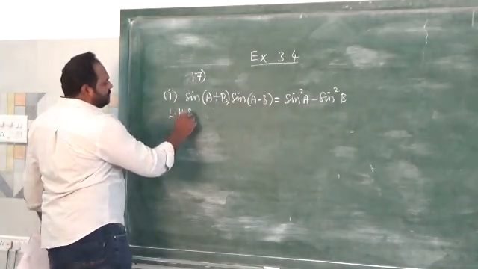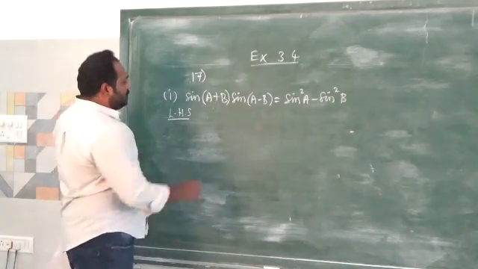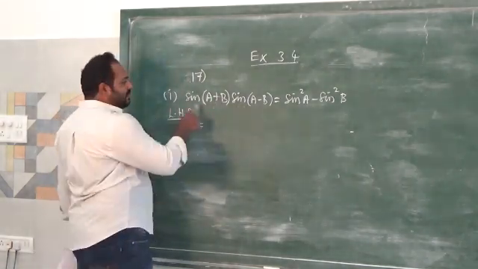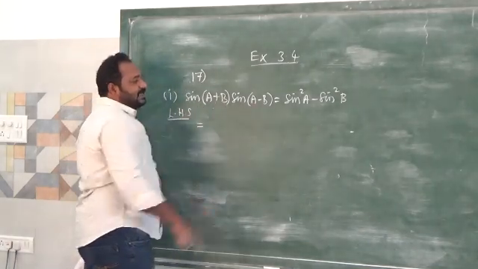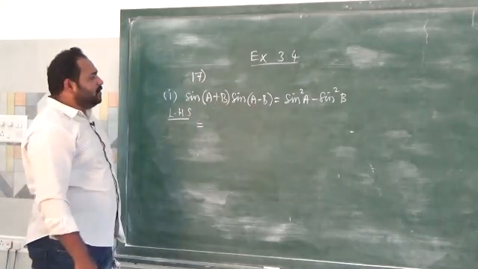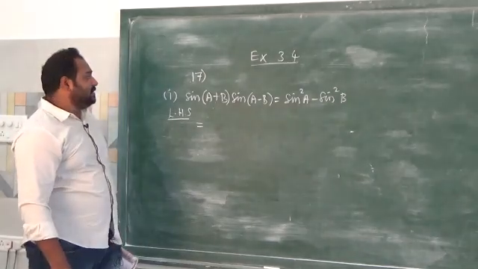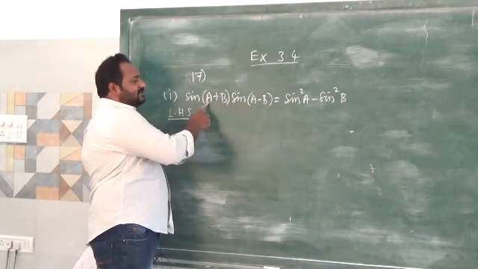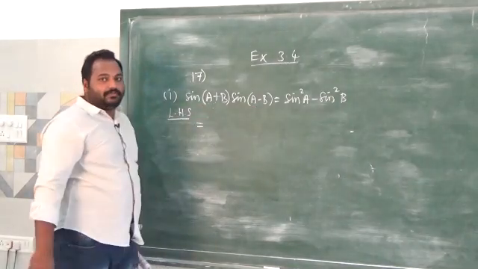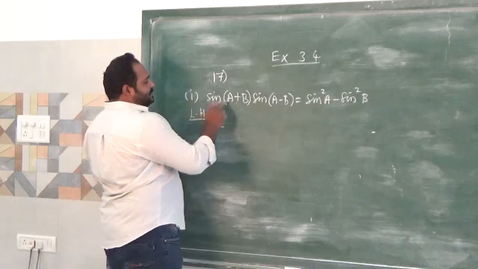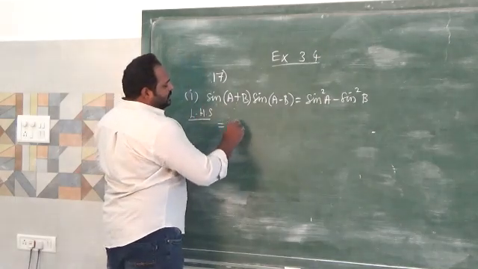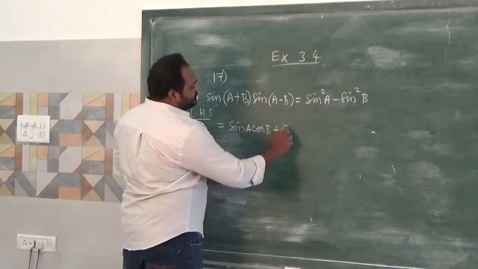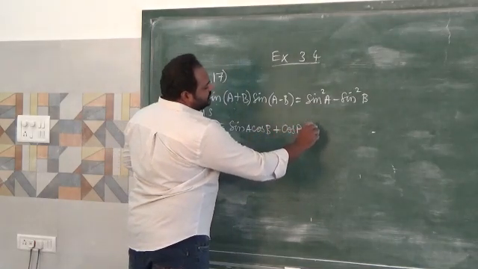So on the LHS side, here sin a plus b into sin a minus b. Here we have the formula sin x plus y, and sin x minus y formula we know. So I am going to use the formula sin x plus y and sin x minus y. Here instead of x and y we have a and b, there is no problem. So sin a plus b formula is sin a cos b plus cos a sin b.